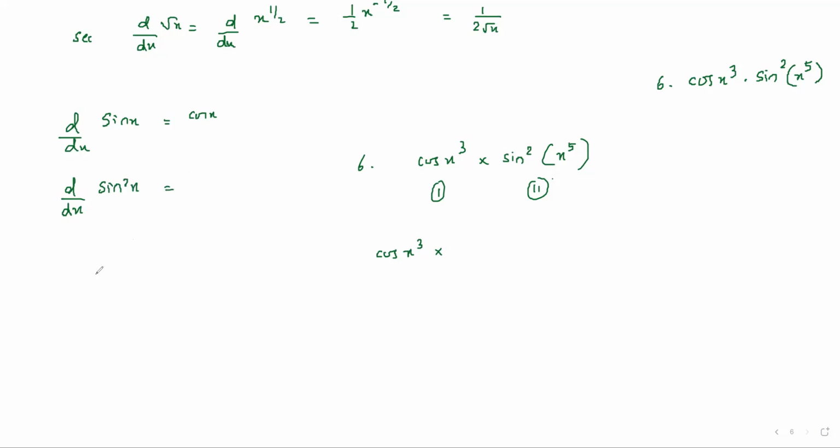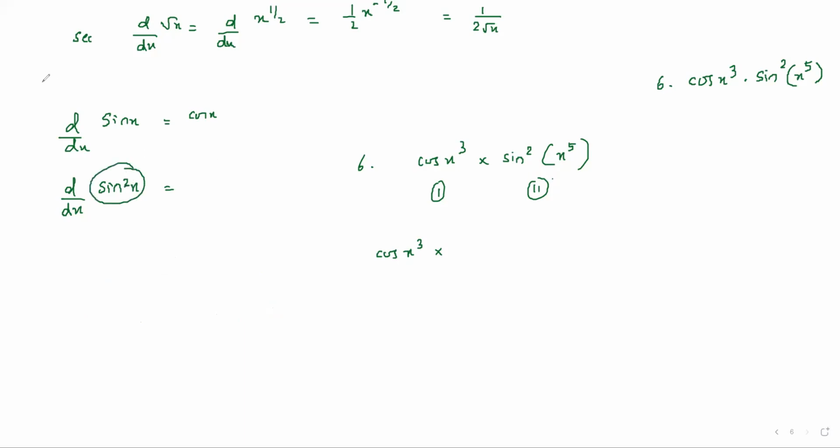Sin squared x is also a combination of two functions, sin x and x squared. Combining sin x and x squared gives you sin squared x. We have to get sin squared x here. So sin squared x is x squared and sin x. Here you have to use that concept to find the derivative of sin squared x.